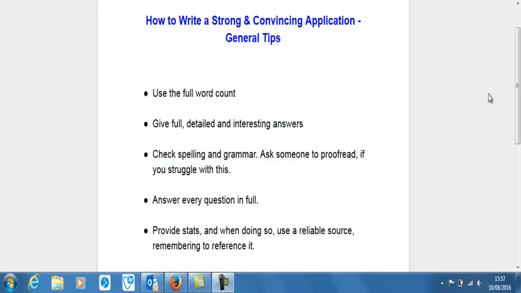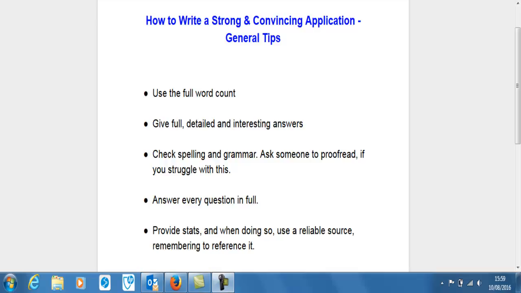Finally, actually penultimate point, answer every question in full. We'll move on to an example in a second, but if a question has two parts to it, for example, describe your product or service, full stop, and then the second part is explain why it's unique, make sure you answer both parts of the question. As it's asking, describe exactly what it is in detail, then separately explain why it's unique.